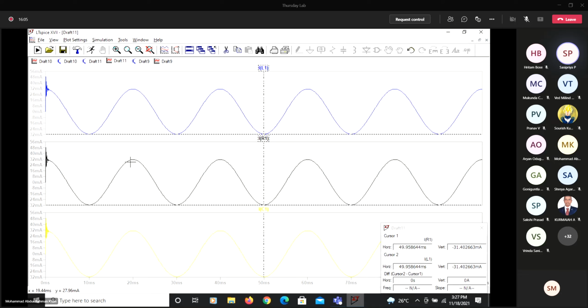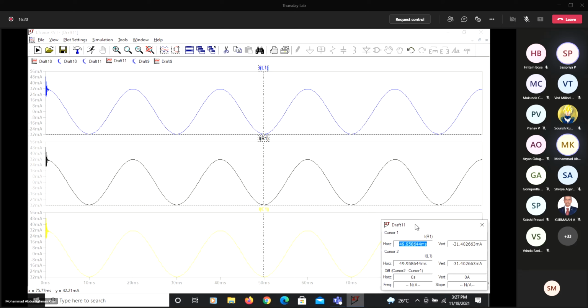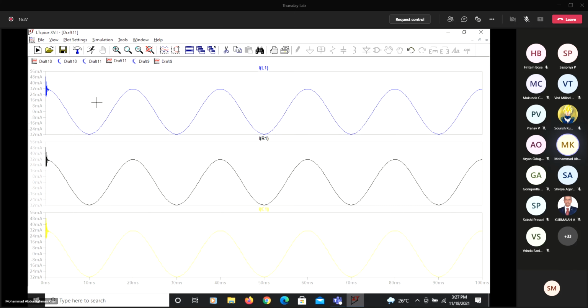Just place your cursor at the peak point, maximum point. Just click on there. At the bottom, you will be able to see X and Y values. Can you see? Just close this pop-up window. Now closed it, right? At the bottom, you're able to see, no? So keep your cursor at the maximum point in your current waveform. Now what is the value?